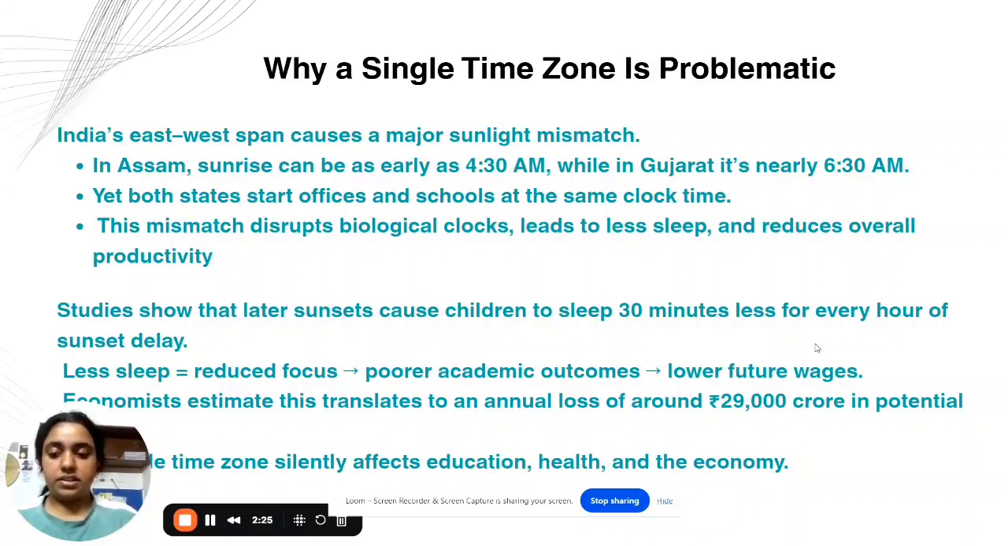In eastern states like Assam, the sun rises almost 2 hours earlier than in Gujarat, yet both regions follow the same clock. This mismatch affects people's daily routines. They start and end their days out of sync with daylight. Studies have shown this leads to shorter sleep durations and reduced efficiency in both work and academics.